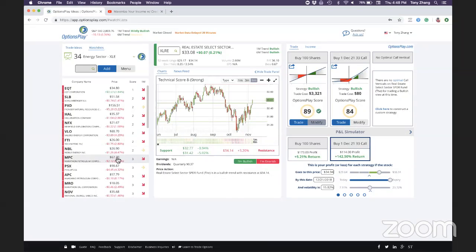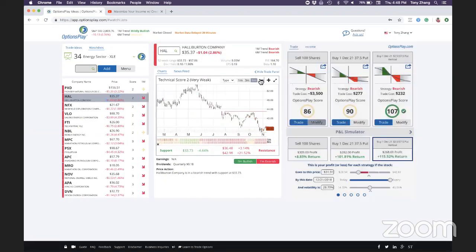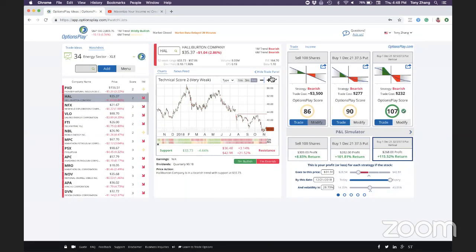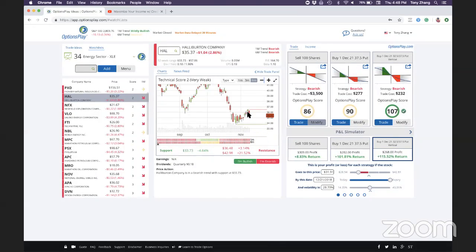Let me look at some energy stocks, maybe some weak stocks that have bearish trends. Look at Halliburton. This stock has really taken a huge beating over the last few years, and recently turned negative here on October 11th. It was trading at $40. Took a huge tumble, started to rally a bit back into that 36 resistance level, but is starting to turn lower again. So perhaps this is an opportunity to potentially get bearish on a stock like Halliburton.